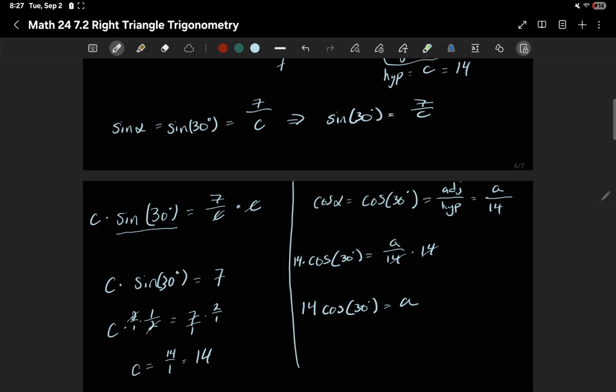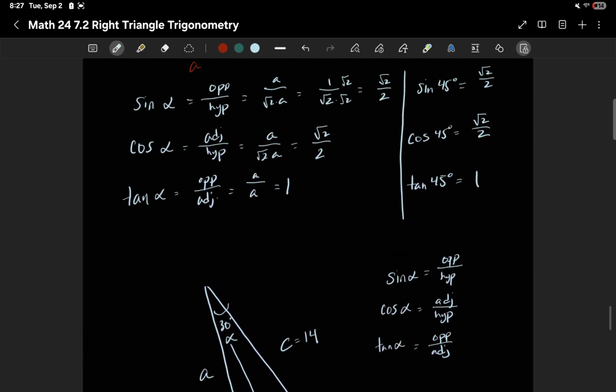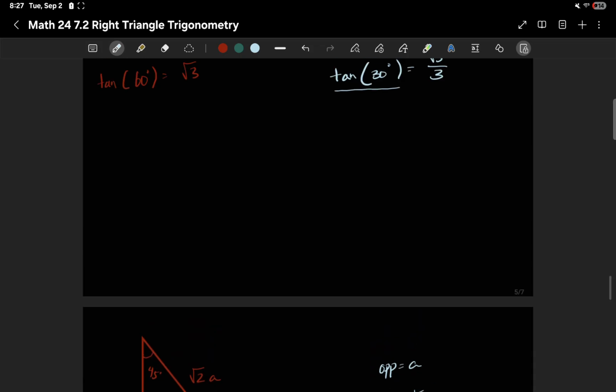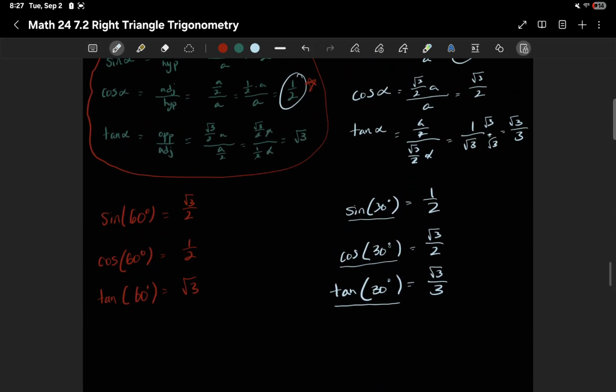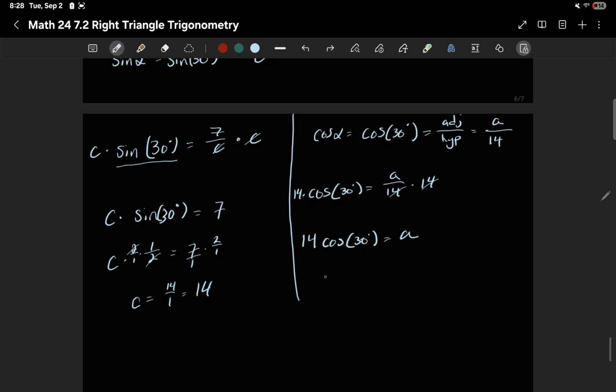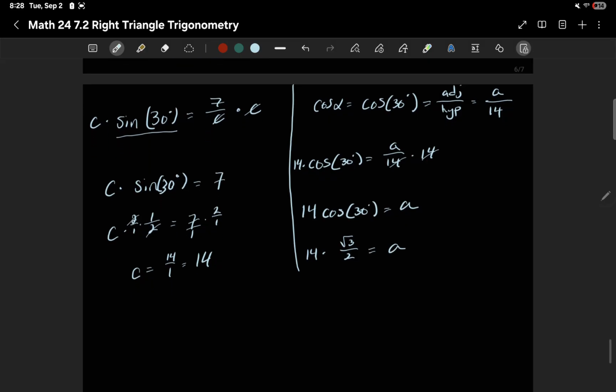You can either plug cosine of 30 degrees into your calculator, or you can come back up because we already did this, and we know that cosine of 30 degrees, here it is, is the square root of 3 over 2. So we can replace that. So we have 14 times the square root of 3 over 2 is equal to a.